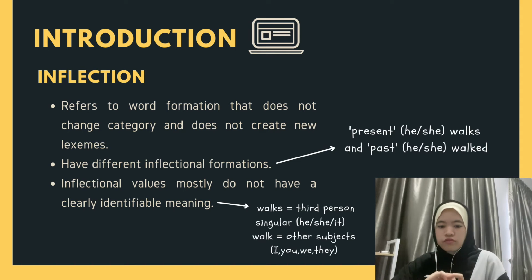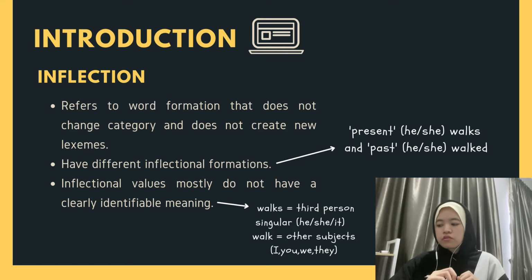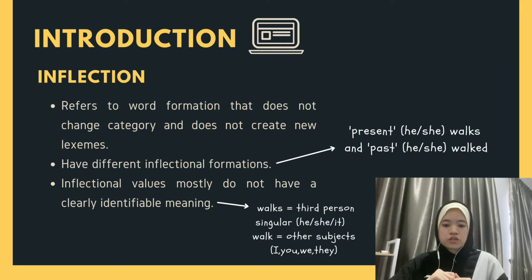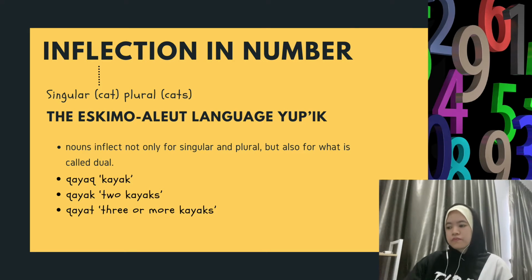An inflectional value mostly does not have a clear identifiable meaning. As an example, walks is used in the third person singular, he or she or it, and it differs from walk, which is used with other subjects: I, you, we, they. For the next slide, it is about inflection in number.